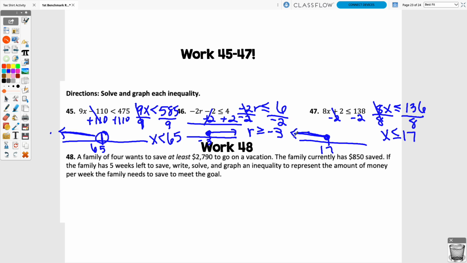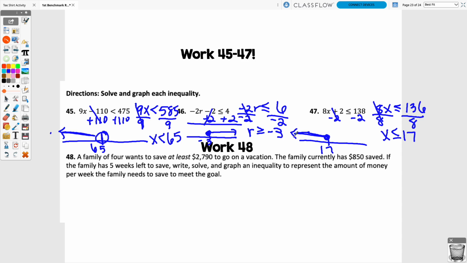All right, guys, so family of four, they've got to save at least $2,790 to go on vacation, and they have $850 already. They've got 5 weeks left. They want to save the same amount each week. We're trying to figure out what that amount has to be.